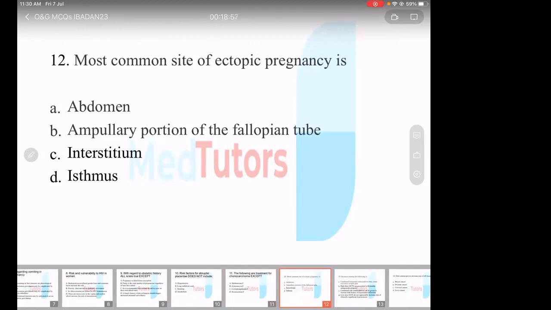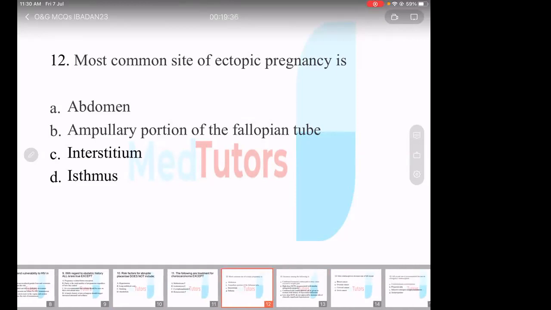Question 12 says, most common site of ectopic pregnancy. A, abdomen. B, ampullary portion of the fallopian tube. C, interstitium. D, isthmus. So, of course, the most common site for ectopic pregnancy is B, the ampullary portion of the fallopian tube. About 80% of all ectopic pregnancies occurs there. Then the other percentages are divided amongst the other parts of the fallopian tube. So the highest occurrence is in the ampullary portion of the fallopian tube. Abdominal ectopic pregnancy is the least common site of ectopic pregnancy.